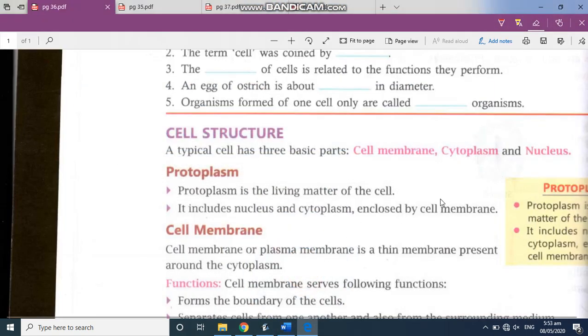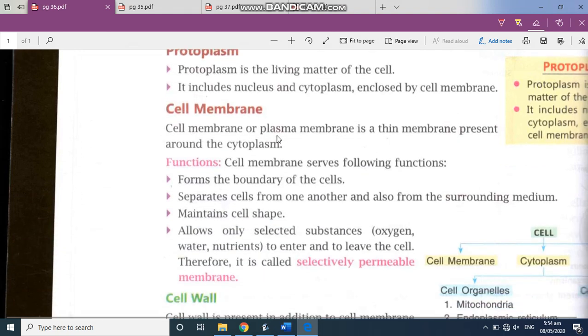Okay, so when we understand this part, the lining which is covering it is known as the cell membrane. So the 3 basic parts of the cell are the membrane, the outer lining; the blue portion which I just showed you, the cytoplasm; and the red portion, the nucleus. And if I talk about protoplasm, protoplasm includes both cytoplasm and nucleus. It is the living matter of the cell. Now cell membrane, also known as plasma membrane, is a thin membrane present around the cytoplasm.